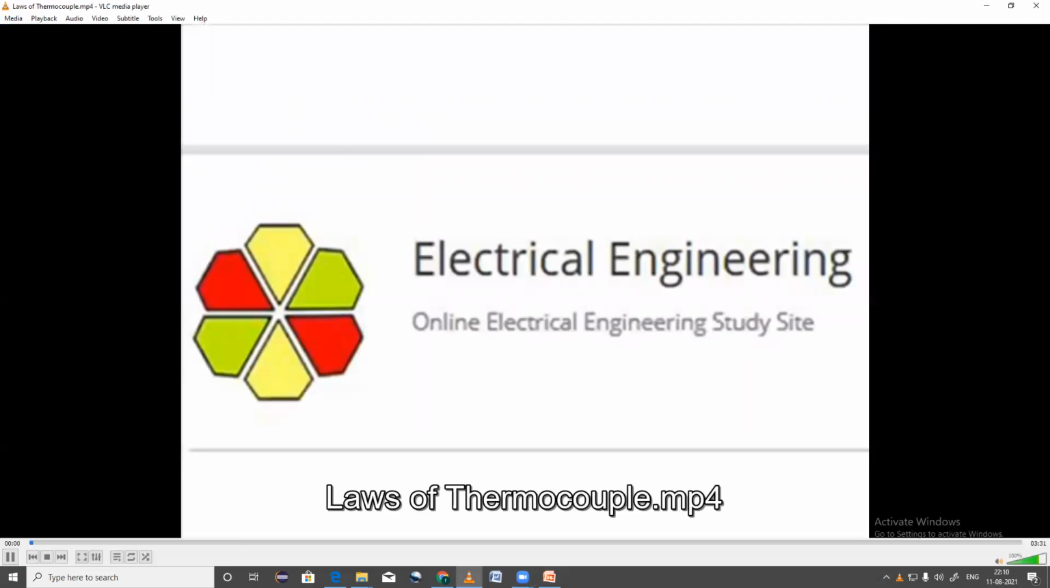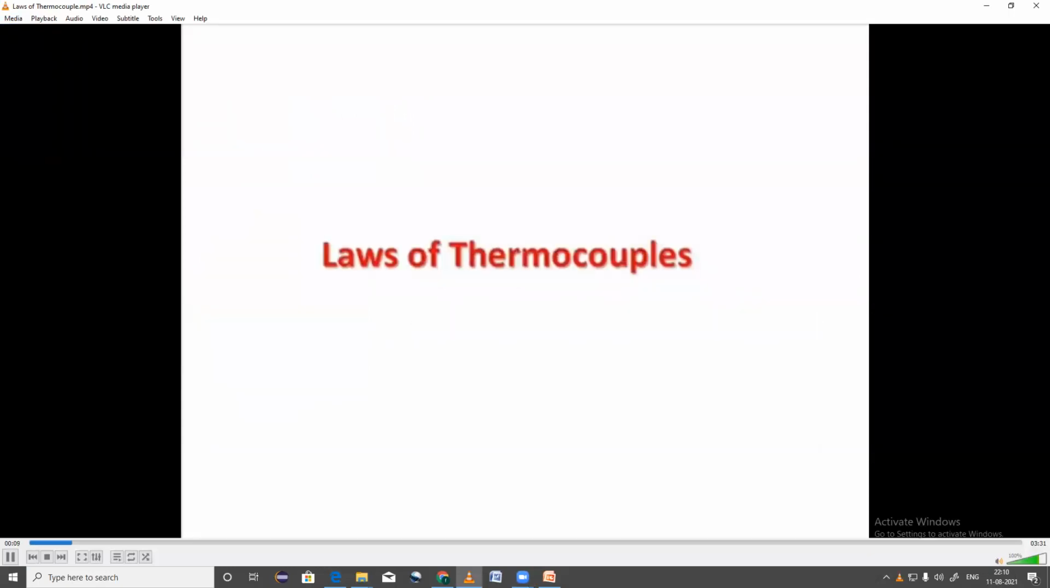This video presentation is presented by electrical4u.com, an online electrical engineering study site. Today's topic is laws of thermocouples. Let us take two dissimilar metals M1 and M2. One strip of metal M1 is shaped as you see here. Two smaller strips of metal M2 are shaped as you see here. Now connect these three strips in the way as shown here. There are two bimetallic junctions formed. One is this one, and another is this one.